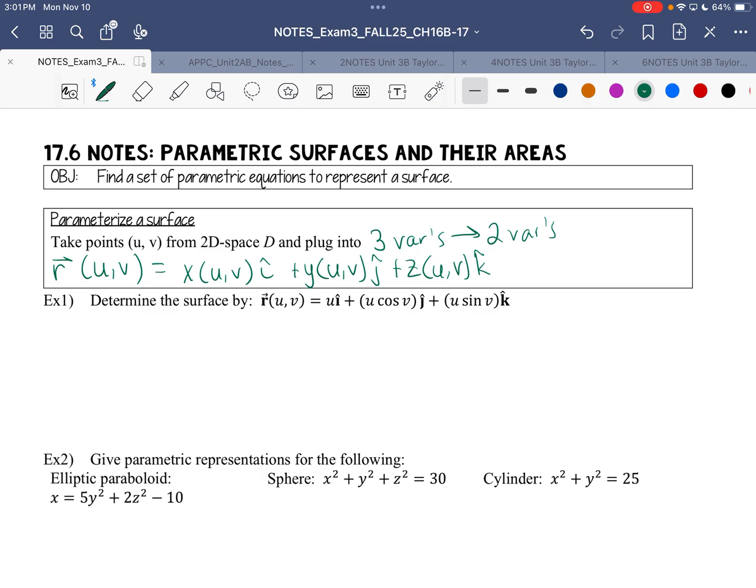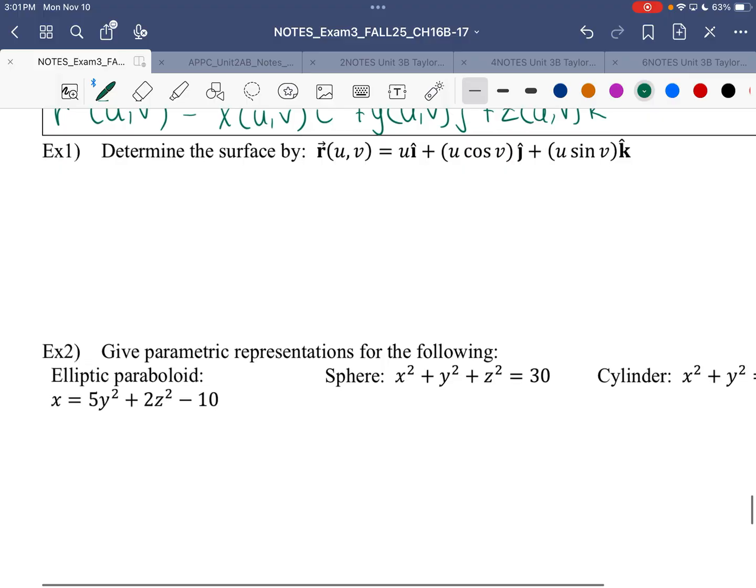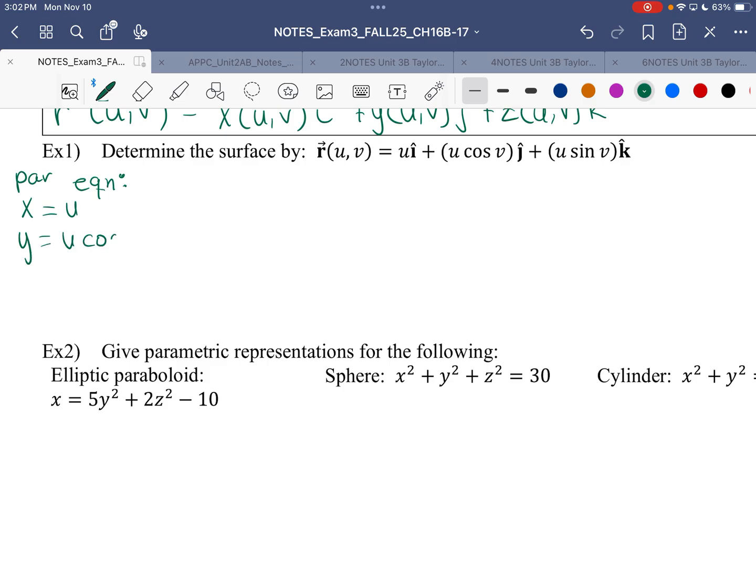So look at example 1. You have something in 3 space, i, j, and k, but a lot of the components in that vector are described by just the 2 variables, u and v. So you can make a parametric equation. What would x equal? u. And y would equal u cosine v. And z is equal to u sine v.